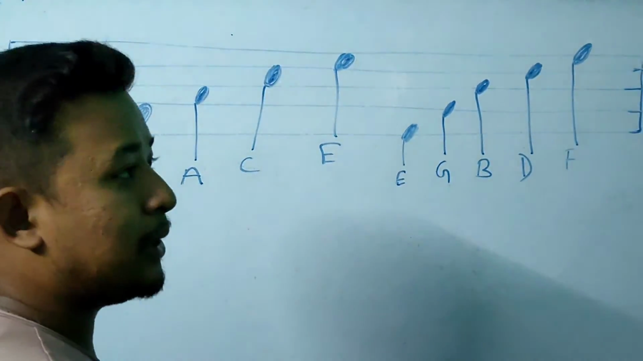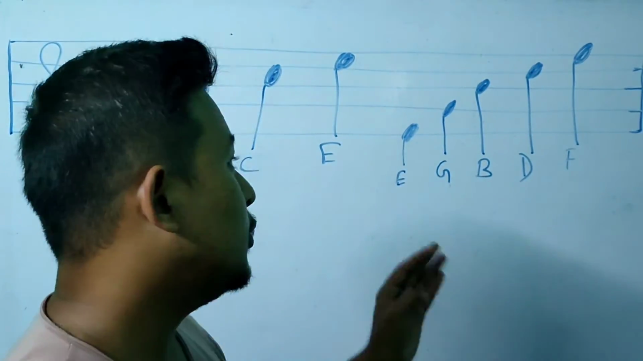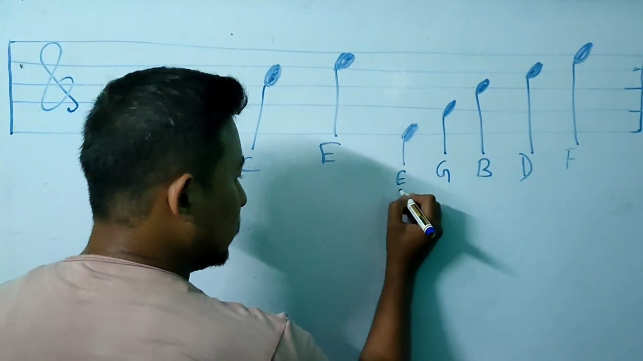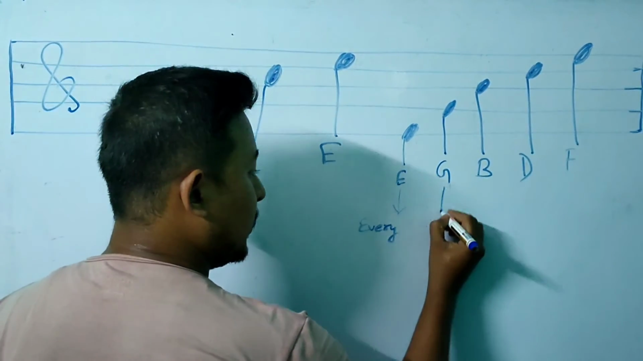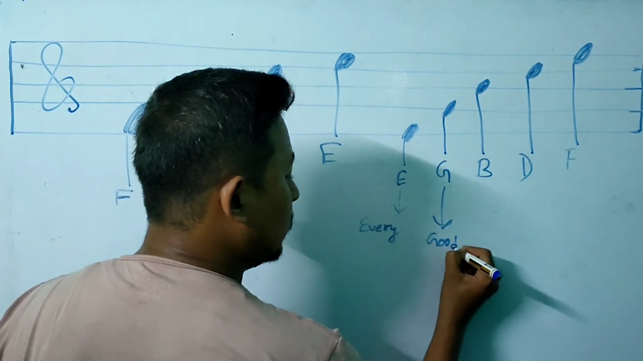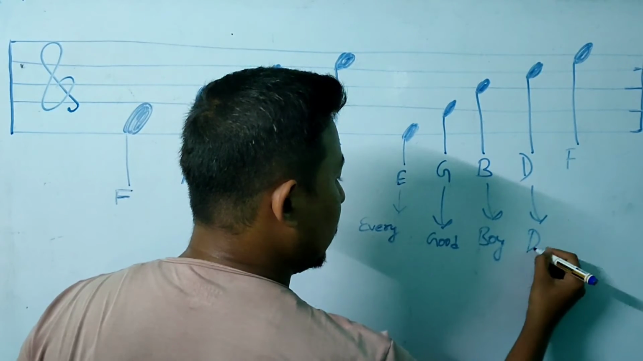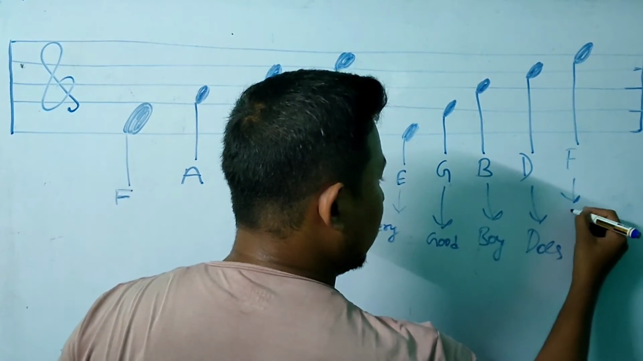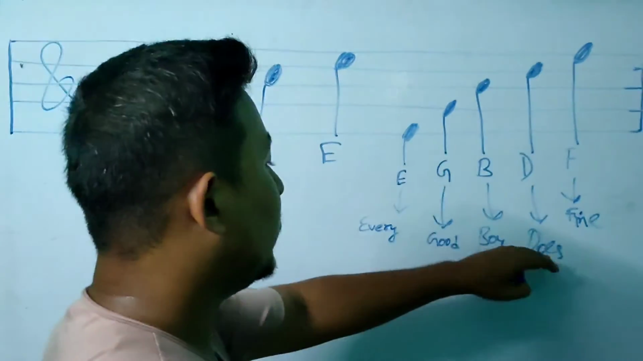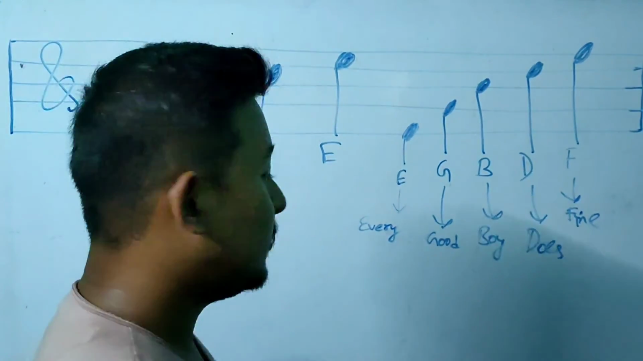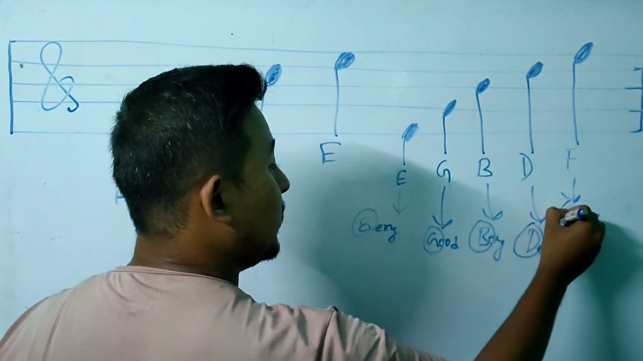Now this also has a shortcut formula for remembering these notes in the 5 lines. Okay, so the formula is that E, you remember it by every, and then G for good, B for boy, D for does, and then F for fine. Okay, so every good boy does fine. So why did I write these words? Because see, the first letters are E, G, B, D, F.